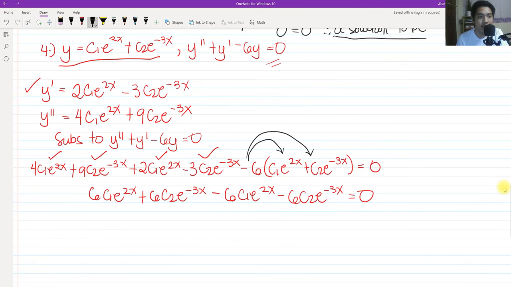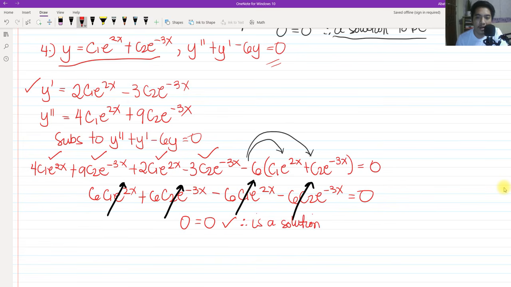So as you can see, 6c sub 1 e raised to 2x would be cancelled by negative 6c sub 1 e raised to 2x. The same as for the 6c sub 2 e raised to negative 3x and negative 6. So our answer would be 0 equals 0. And hence, it is a solution to our differential equation. Okay, this one is a solution. So we have verified once again.